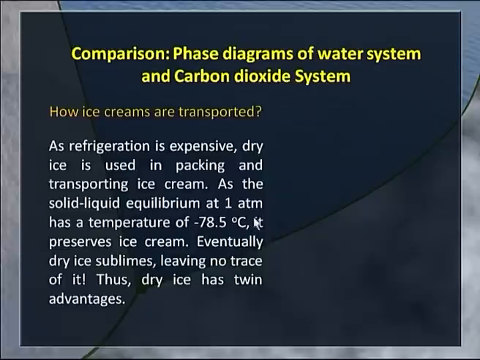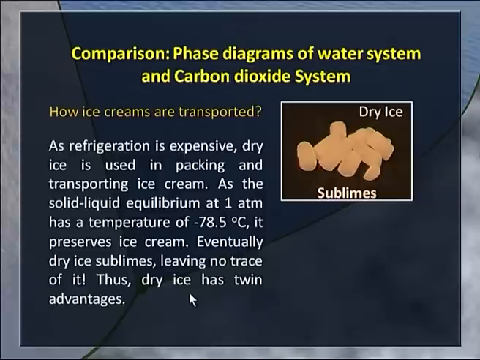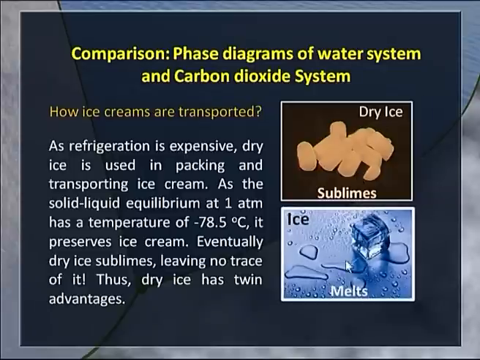That means you have produced very low temperature, but the things remain dry because solid carbon dioxide has just disappeared from the scene. Thus, the dry ice has twin advantages. Look at here, the dry ice which sublimes, whereas our ice melts to give a pool of water.